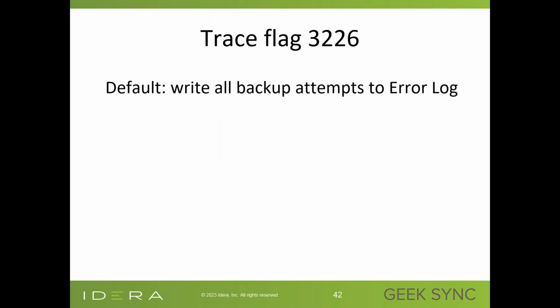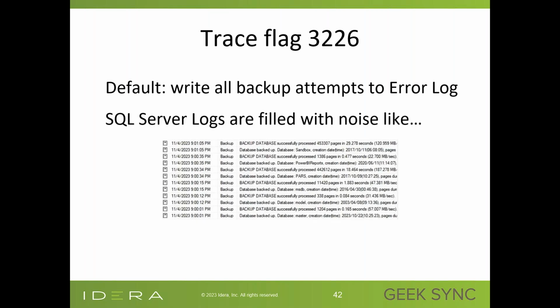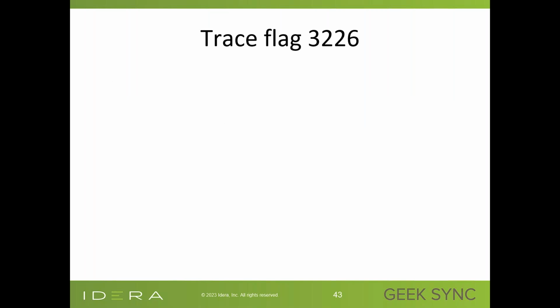I don't know why this isn't enabled by default. This isn't the default behavior, because by default, SQL Server is going to write all backup attempts to the error logs, including the successful ones. So you can see noise like this in your error log, and your error log probably should have errors, not success messages for backups. I've seen this where it's over 90% of the information in there, especially if you're doing log file backups every 5 minutes, sometimes even every minute. It's just all this extra noise. Again, 3226 is going to suppress these database backups.